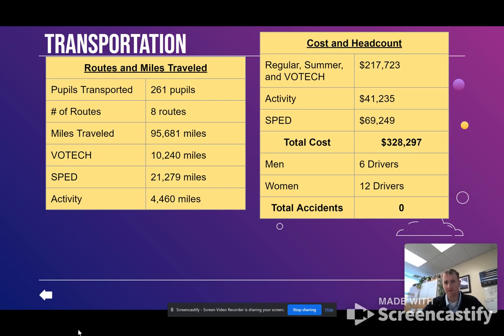And looking at our bus driver numbers here, we have 6 male drivers and 12 female drivers, and as of this year, no accidents to report.